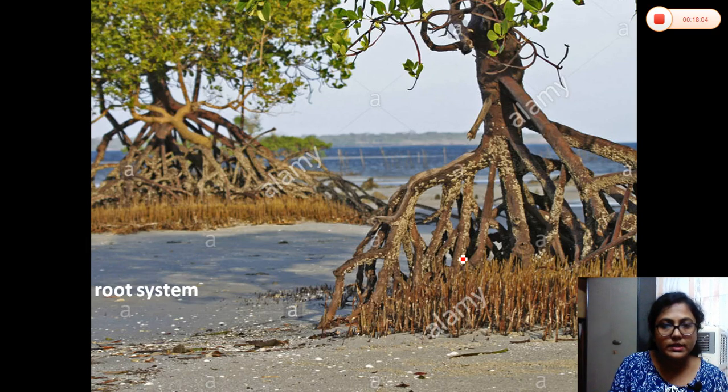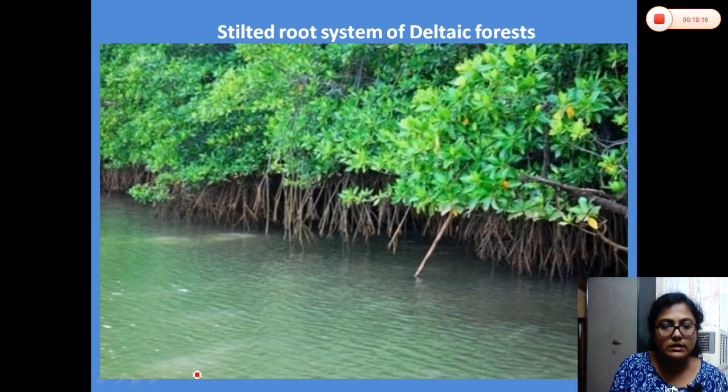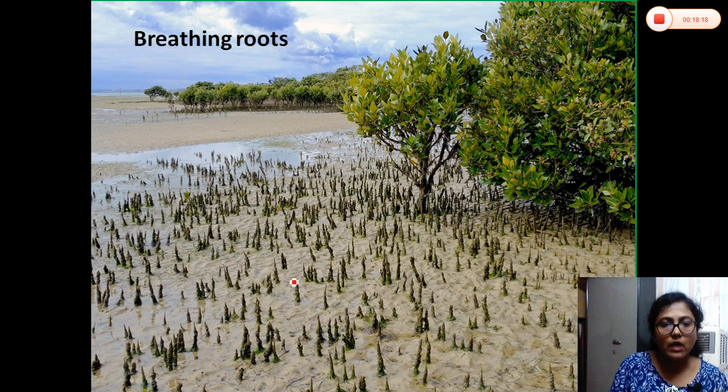Now you can see this root system. This is the stilted root system, so that they can stand over the muddy soil, and these are the pneumatophores, the breathing roots. Now you can see over here the soil is very muddy and swampy, so the roots are not able to absorb oxygen from the soil. As a result, they grow upward to get oxygen from the atmosphere. This is called pneumatophores or breathing roots. This is another environmental adaptation of this forest.